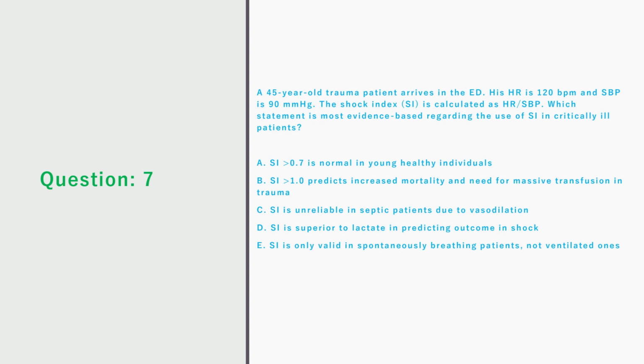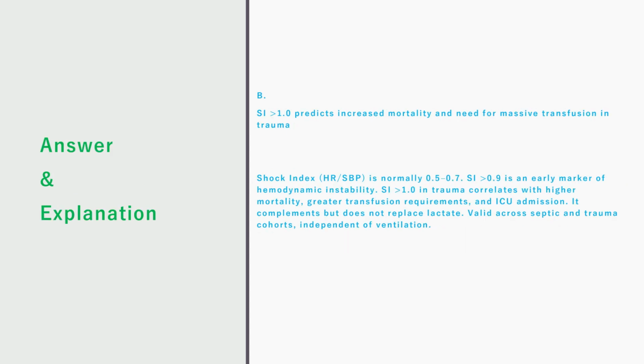Index is superior to lactate in predicting outcome in shock. Index is only valid in spontaneously breathing patients, not ventilated ones. Correct answer is B. SI-1 predicts increased mortality and need for massive transfusion in trauma.